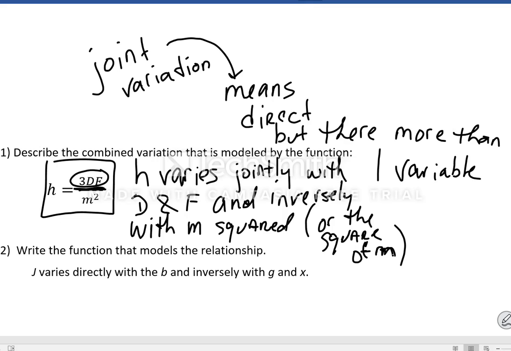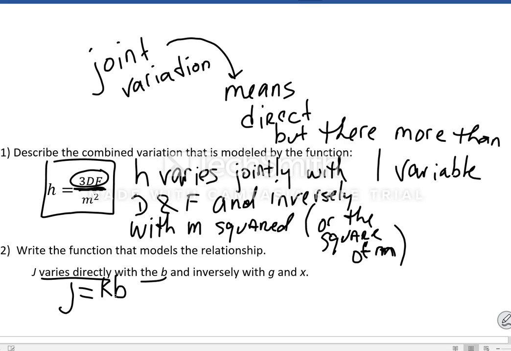Okay, so for the next one, write the function that models the relationship. So I want to write the equation. I want to go backwards from what I just did. I have the words already. I want to go backwards and try to figure it out in the equation. So J varies directly with the B. So directly, I know is multiplication. Well, I don't have a K, but I need to put the K in there. You have to write it. Okay, there is a constant. The constant is K. We don't know what the value is. That's why it's in there. And inversely. Inversely means divide. G and X, so G times X.